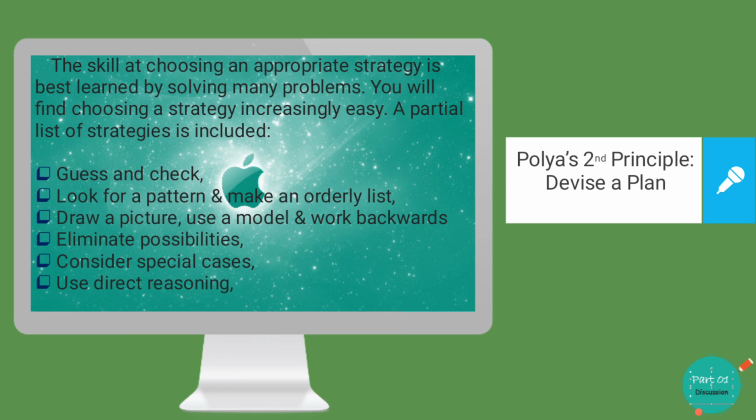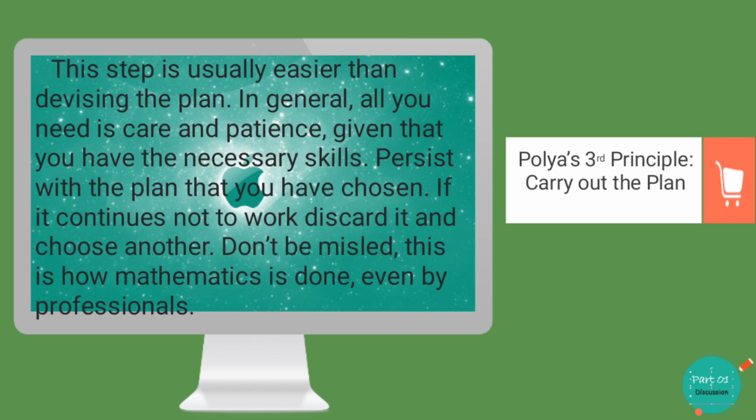And that is what we're going to discuss for our third principle. The third principle of Polya's problem-solving framework is carry out the plan. After we devise a plan, of course the next question is, how are you going to carry out the plan that you made? To carry out a plan, this step is usually easier than devising the plan. In general, all you need is care and patience, given that you have the necessary skills.